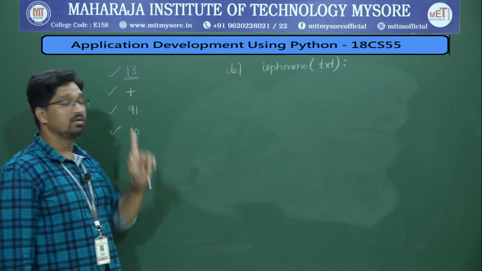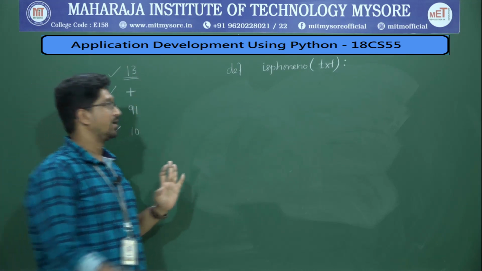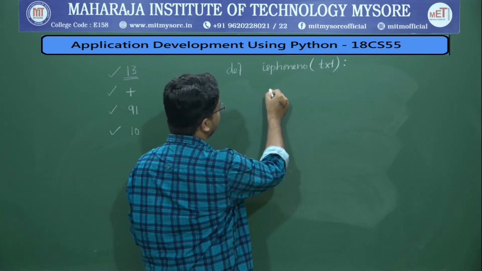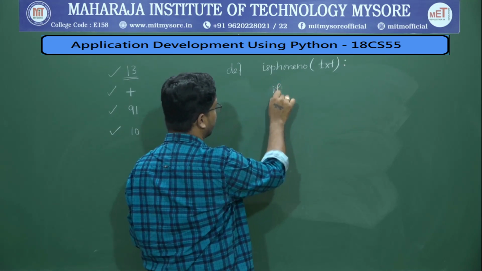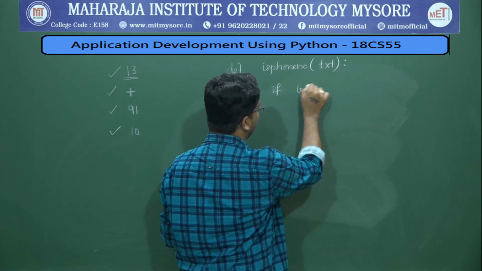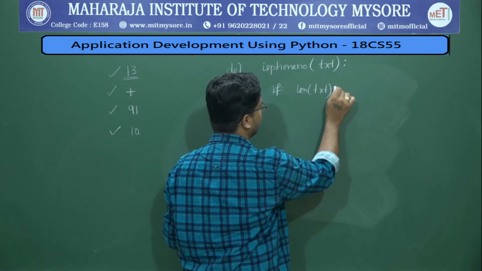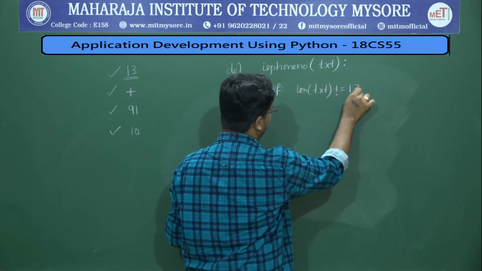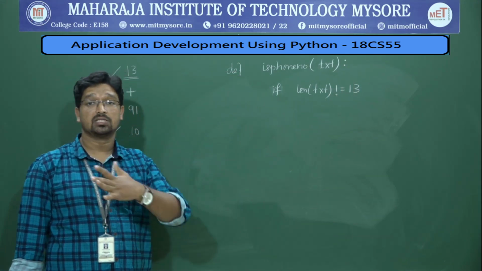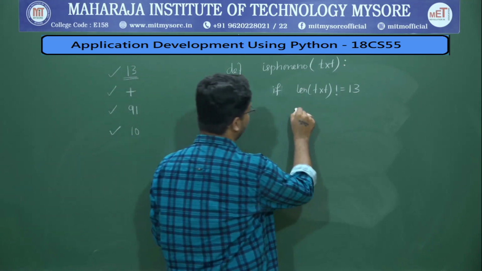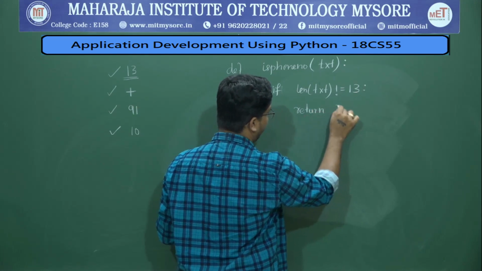What is the first condition we need to check? Whether it's 13 characters. For that, what should I do? I should write an if condition: if len of txt is not equal to 13. As I said, it should be 13 characters. If the length of the text is not 13 characters, I will return False.